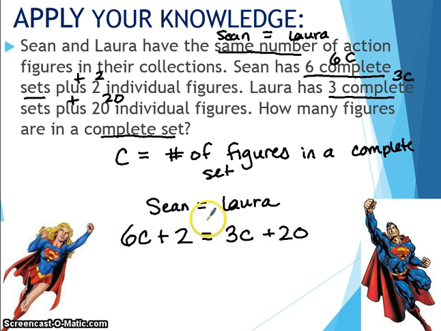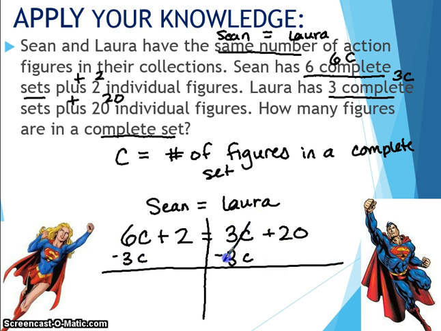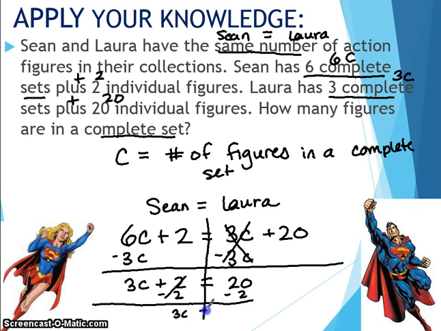Now we see we have like terms on each side, so we'll subtract 3C to eliminate the variable on the right side, because 3C minus 3C makes 0. We have 20 left over, so we're left with 3C plus 2 equals 20. Take 2 away from each side. 3C is equal to 18. Divide each side by 3. We get 1C, or 1 complete set, is equal to 6.